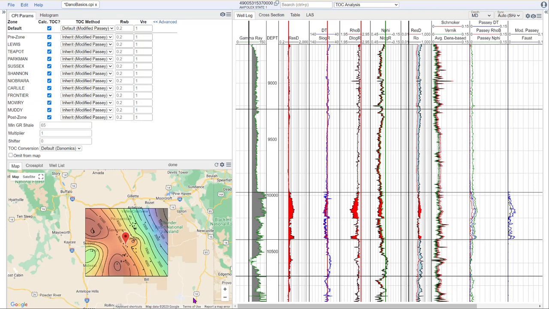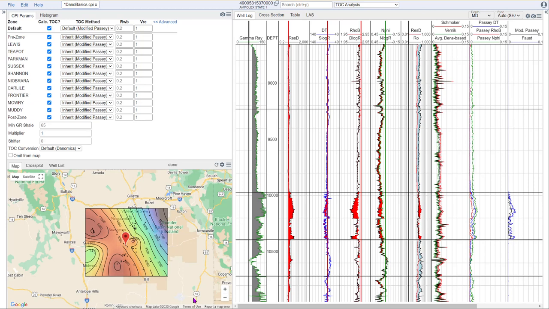So if you're working in formations like the Wolfcamp, the Barnett, or the Woodford, which you'll probably run into in places like the Midland and Delaware basins, or if you're working on things like the Niobrara or the Mowry formations, which you would come across in places like the Powder River Basin or the DJ Basin, this is a property that you're going to want to calculate.